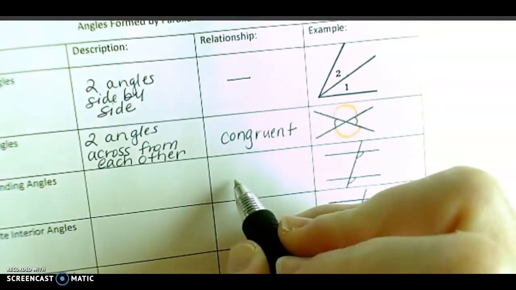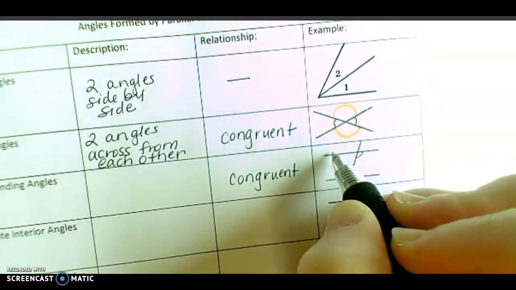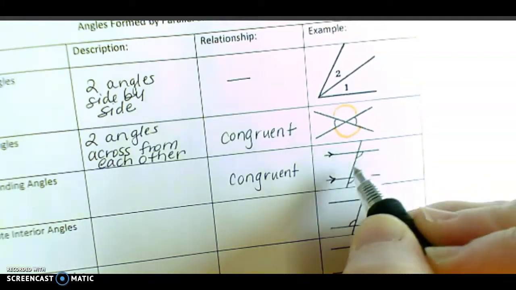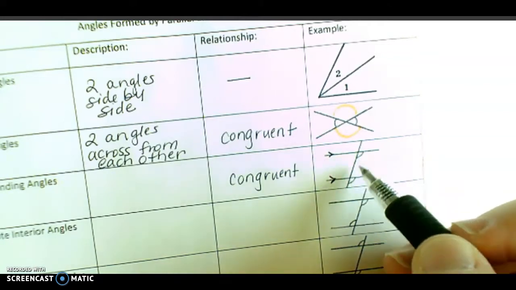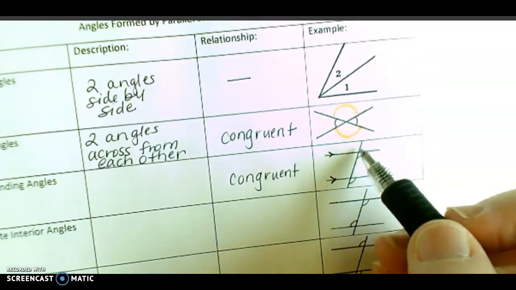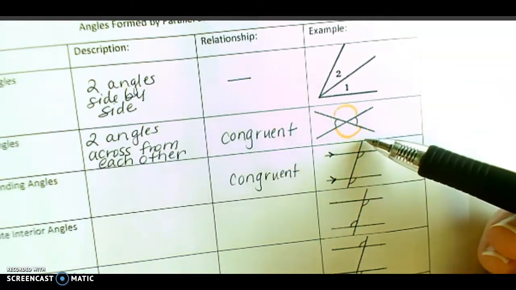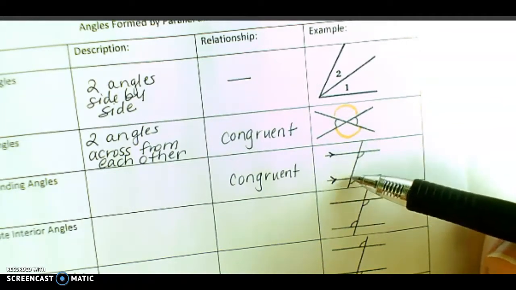Corresponding angles are congruent. And corresponding angles are formed by two parallel lines. These little two symbols here mean these two lines are parallel. And as long as these two lines are parallel, these two angles are congruent. What happens with corresponding angles is that they are on the same side of the transversal. The transversal is the line that goes through the parallel lines. So the transversal is this line.